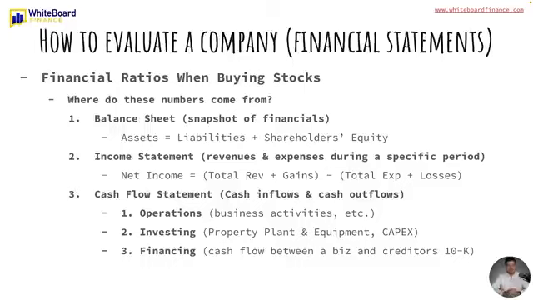Number 3 is the cash flow statement. This is your cash inflows versus your cash outflows. This is no different than a diet. You have your calories coming in, you have your calories going out, your calories being burned. So this comes from 3 things. You have cash flow from operations, which is your business activity, things like that. You have investment cash flow. This is your PP&E, property, plant, and equipment, and CapEx, which is capital expenditures. And then finally, you have financing. So this is the cash flow between a business and its creditors, which can be seen in a 10K.